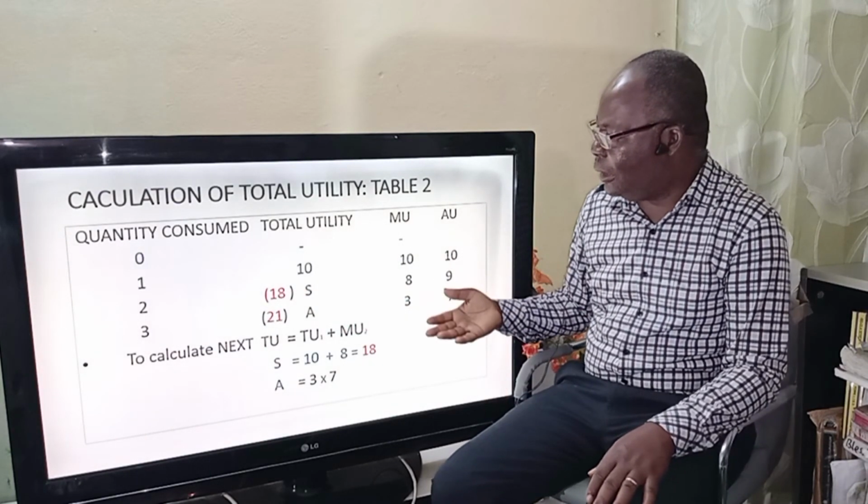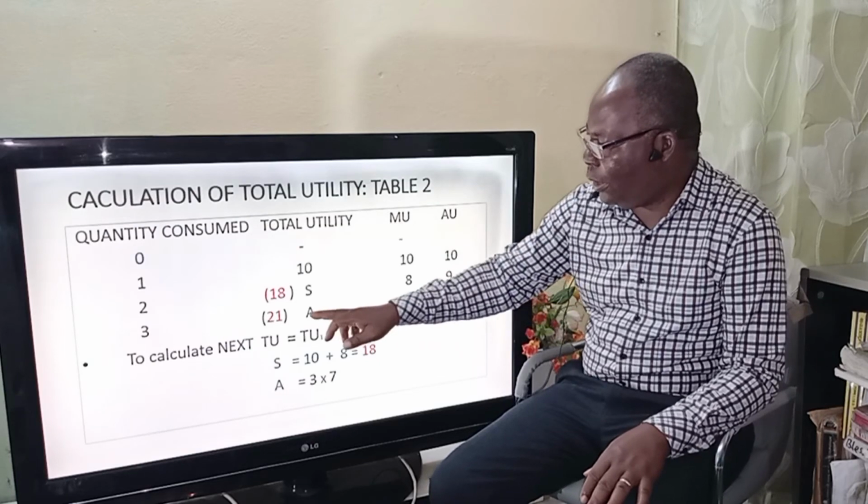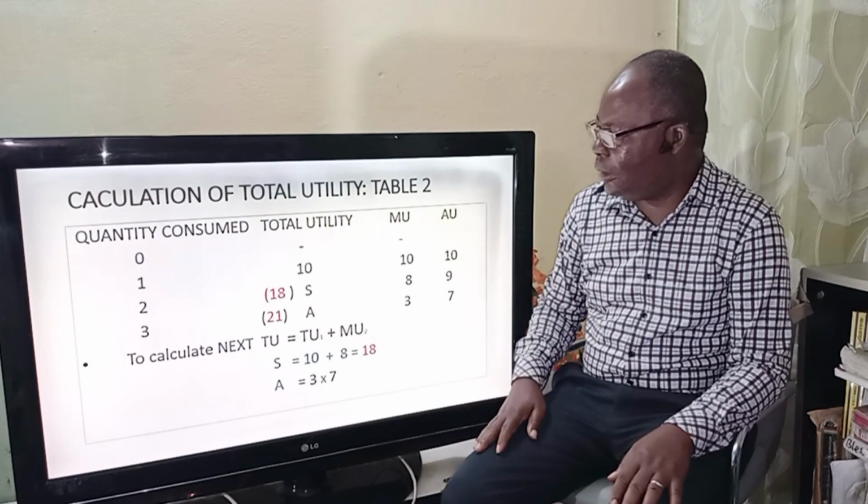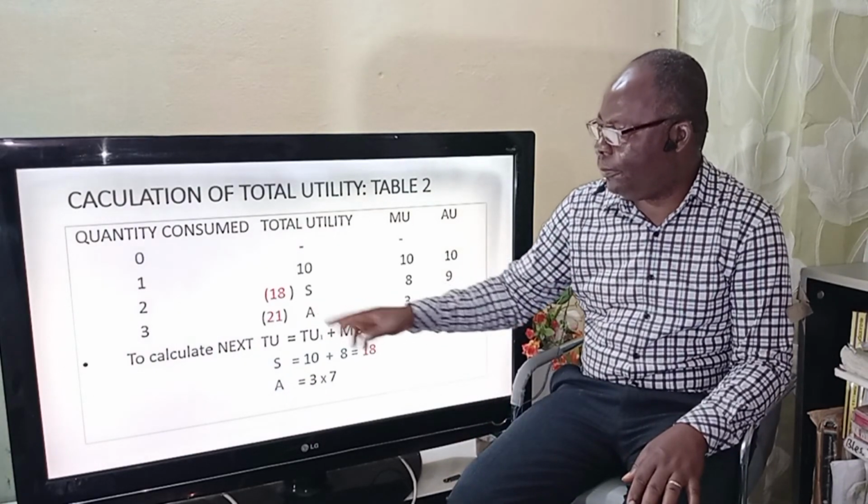You can also use the same formula to calculate for A.